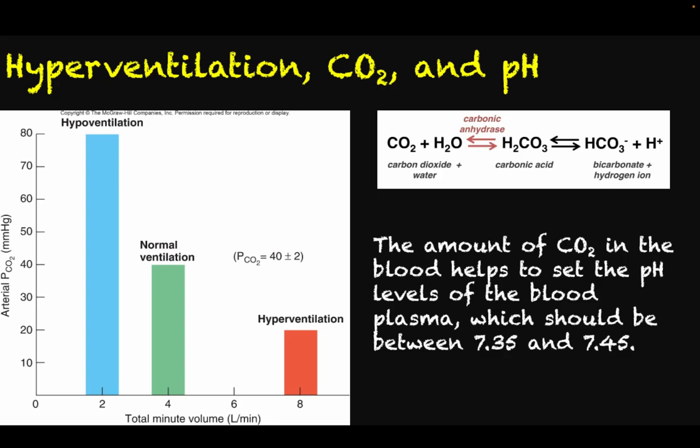The pH scale biologically runs from 0 to 14, where 0 is very acidic and 14 is very basic or alkaline. So your blood should be just a little on the basic or alkaline side of the neutrality scale.